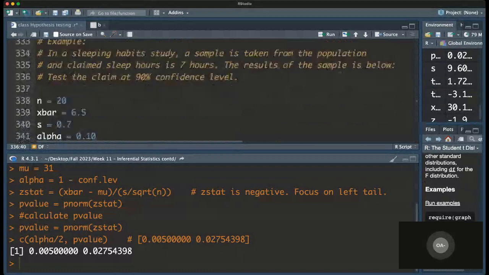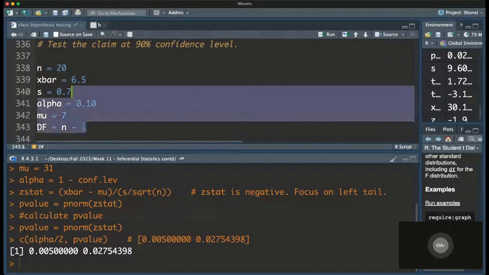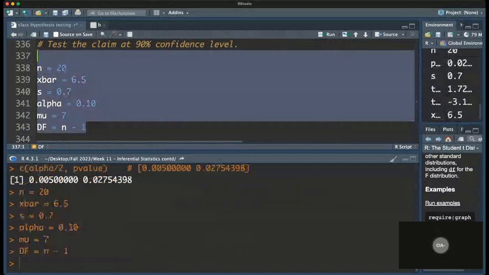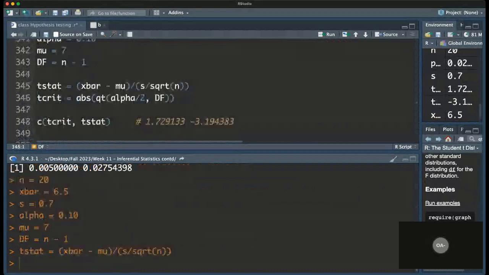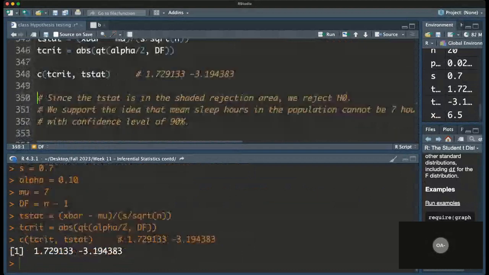N is 20, X bar is 6.5, S is 0.7, alpha is 0.1 because it is 1 minus 0.9. Mu is 7, that's our claim. Degree of freedom is n minus 1, which is 19. Let's execute all of that. T-stat, the formula is there, X bar minus mu, S over square root of n. T-crit is there. And then we do our comparison.